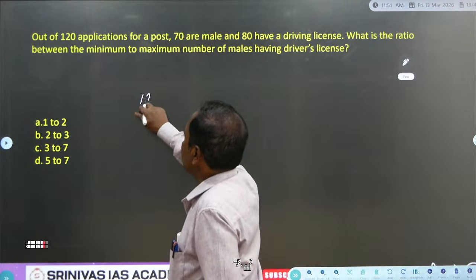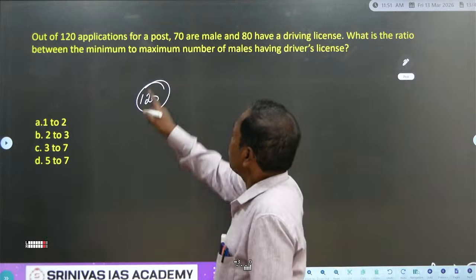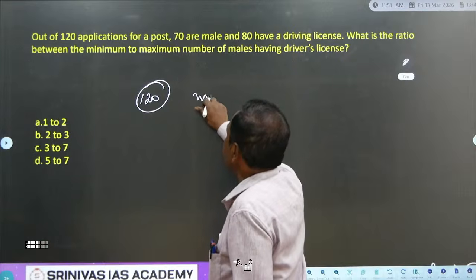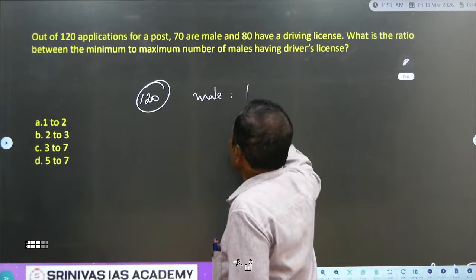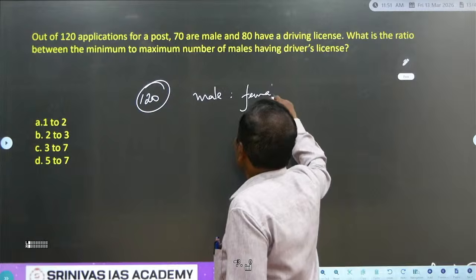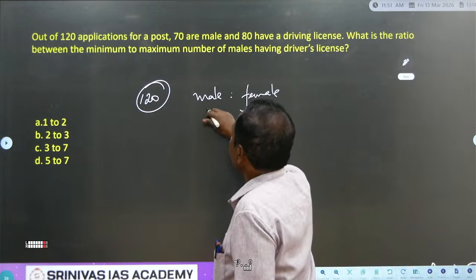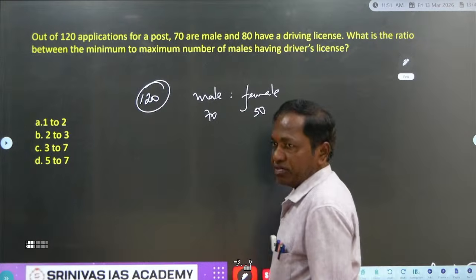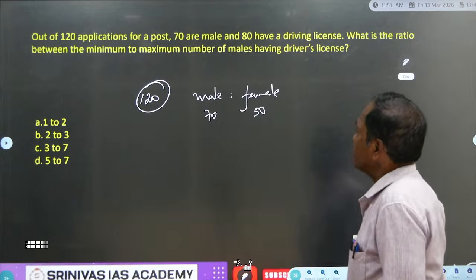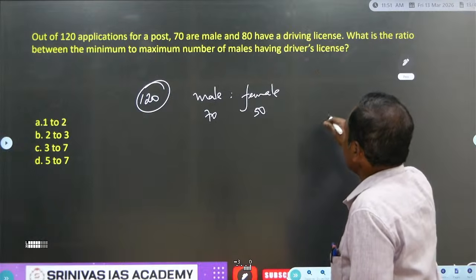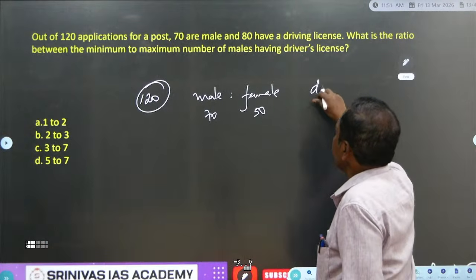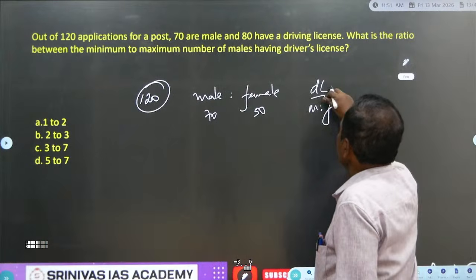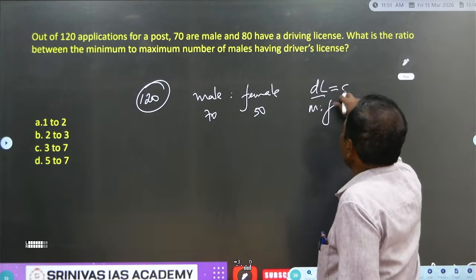Total 120. 70 are male, so compared with male and female, 70 male means 50 female. And 80 have a driving license, again male and female both. DL, how many people? 80 have it.